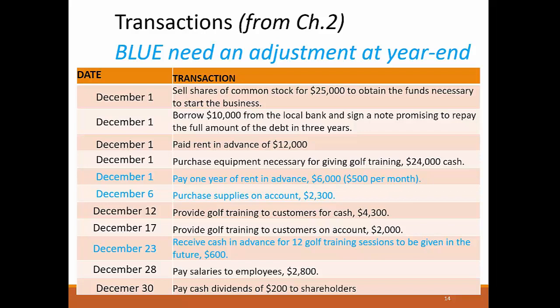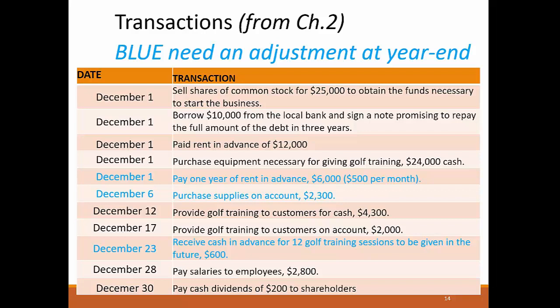Okay, same thing on December 6th, they've purchased some supplies on account. At the end, they're going to see how many supplies they have left to make an adjustment for that. Another good example is on December 23rd, they received cash in advance for 12 golf training sessions that are going to be done in the future.